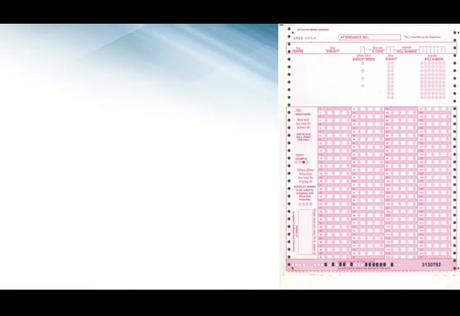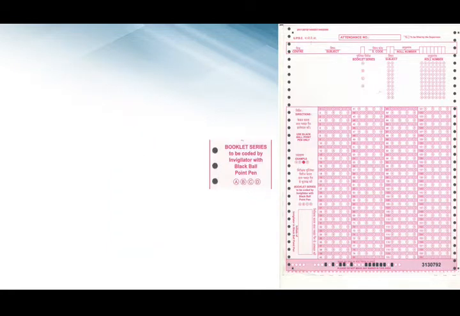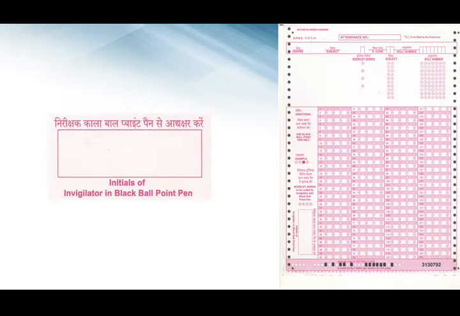The third area is for invigilators. It contains booklet series and initial by the invigilator. Ensure the booklet series is filled correctly and matched with the test booklet series. The invigilator should make his initial in the assigned box only.